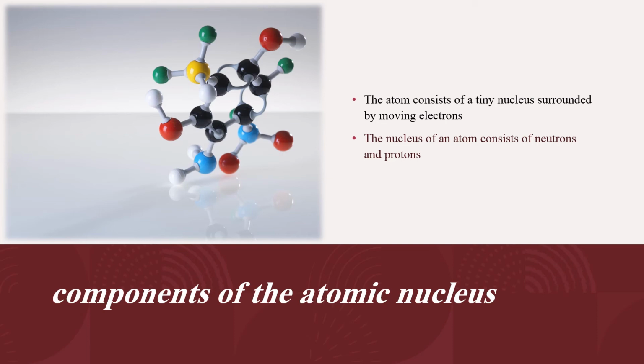Here we talk about the components of the atomic nucleus. The atom consists of a tiny nucleus surrounded by moving electrons. The nucleus contains protons, which have a positive charge equal in magnitude to the electron's negative charge. The nucleus may also contain neutrons, which have virtually the same mass but no charge.